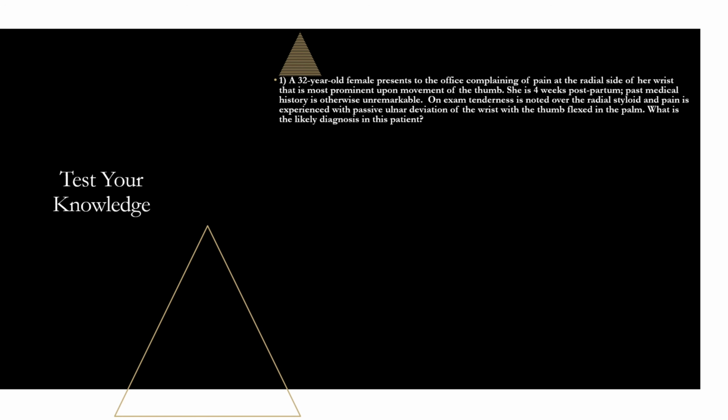First question. 32-year-old female presents to the office complaining of pain at the radial side of her wrist that is most prominent upon movement of the thumb. She is 4 weeks postpartum. Past medical history is otherwise unremarkable. On exam, tenderness is noted over the radial styloid, and pain is experienced with passive ulnar deviation of the wrist with the thumb flexed in the palm. What is the likely diagnosis in this patient? So that is going to be de Quervain tendinopathy.